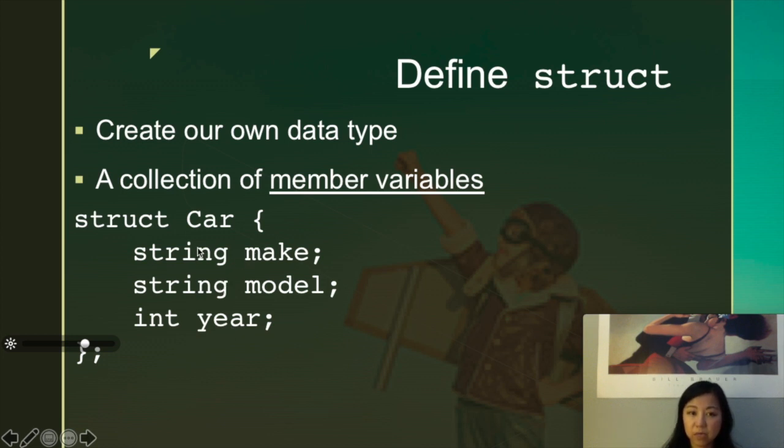For make and model, we use the string data type, for which we need to add a library when we write the program. But int is a standard data type, as we will call it, that's already there.